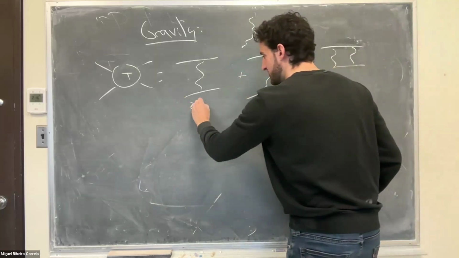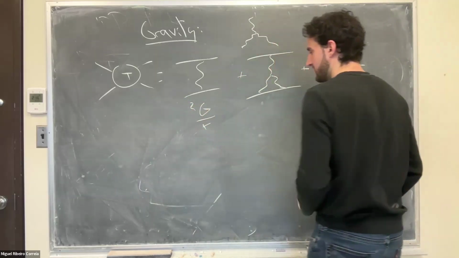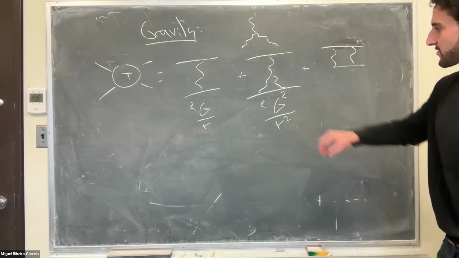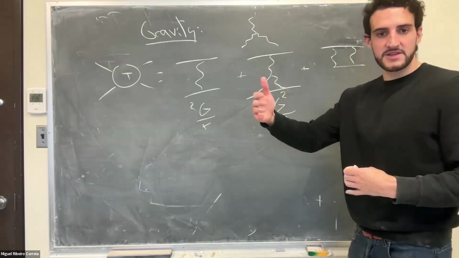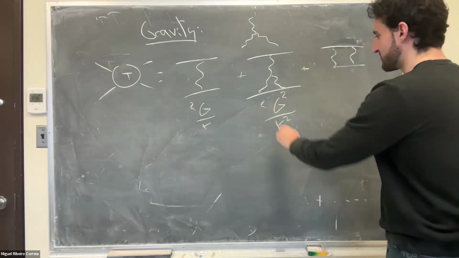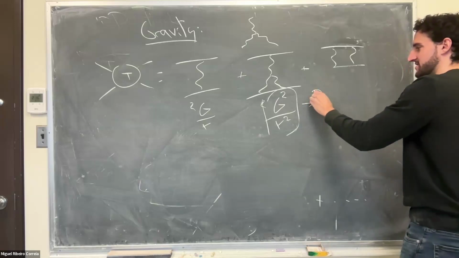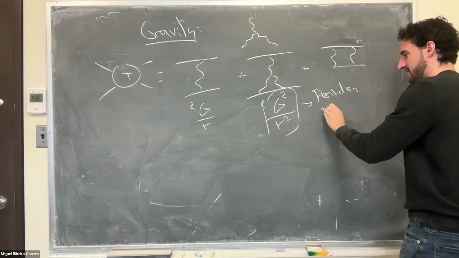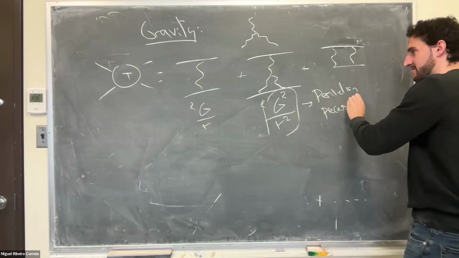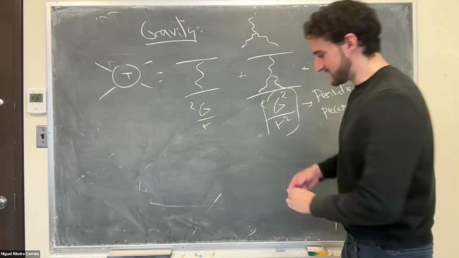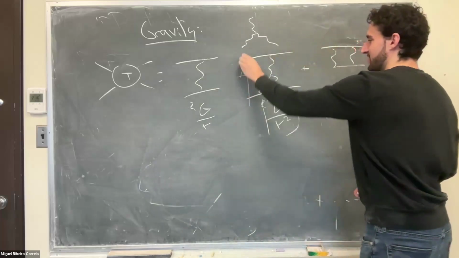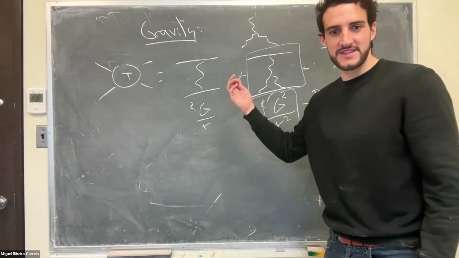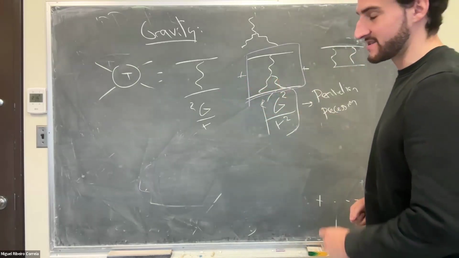So this will give you G over R, and this will give you a correction, G squared over R squared. Now, this correction is exactly what you get from expanding the Schwarzschild metric at this order, and this is responsible for the perihelion precession of Mercury. I didn't have time to derive it, but in diagrams, this diagram is the one responsible for Mercury perihelion precession. Okay, so that's cool. You don't see that in Coulomb, you see that in gravity.